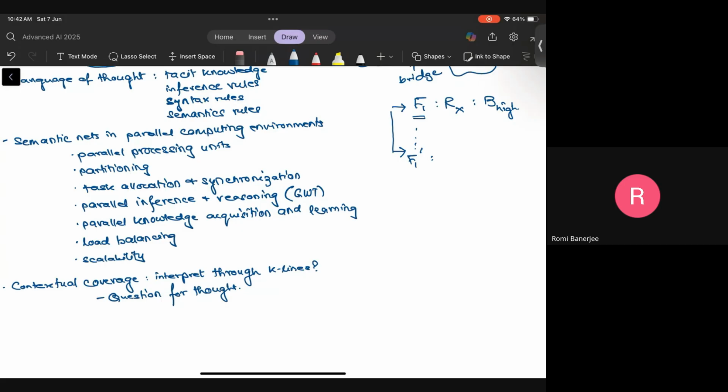Let me make it a little more specific. Are you going to entirely delete F1 and replace it with F1 dash? Are you going to keep both? What are you going to do? Or can I reduce the belief value? You can reduce the belief value, but now you have two facts. One is F1 and one is F1 dash. Okay. So even if you reduce the belief value, how are you going to reduce it? At what rate?